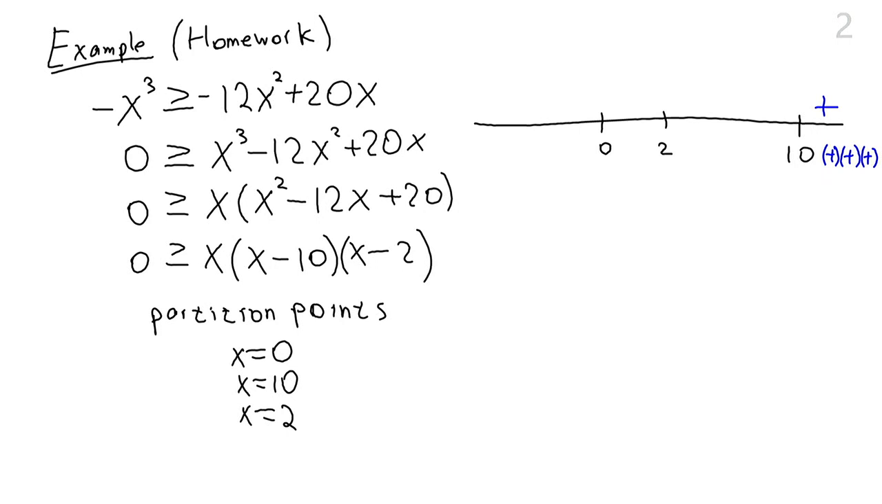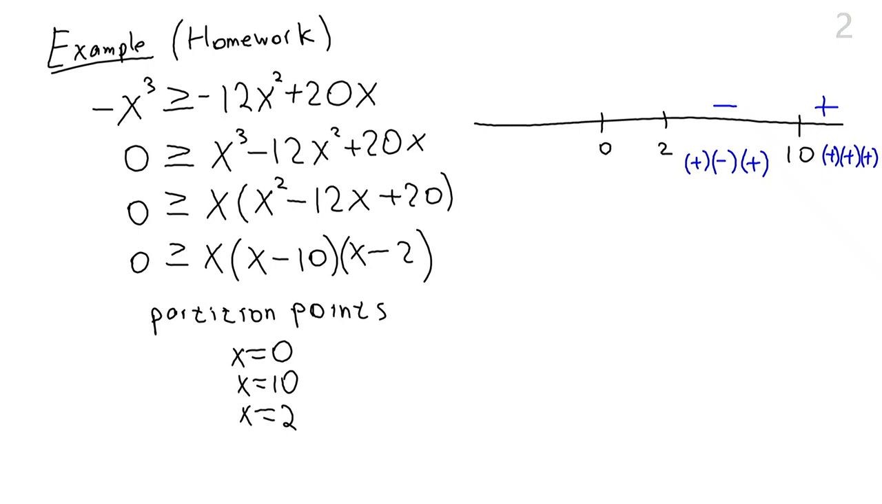Next, I look everywhere from 2 to 10. If I plug in something from 2 to 10, x is going to be positive, x minus 10 is going to be negative, and x minus 2 is going to be positive. Again, you can either do this or you can take a test point between 2 and 10, for example 5, and then you plug in 5 times negative 5 times 3, that's a negative number. Everything in this section is going to be negative.